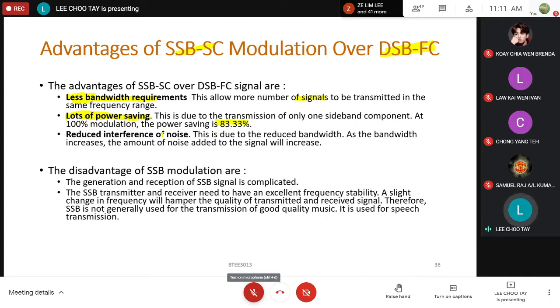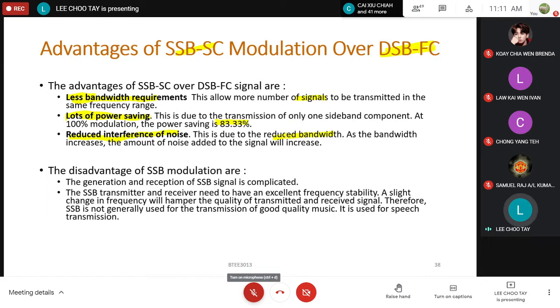The third advantage of single sideband suppressed carrier over double sideband full carrier is that the interference of noise is much reduced. Of course, this is because we only send one sideband, so we use less bandwidth. Because less bandwidth is being used, the amount of noise added to our signal will be lower as well.